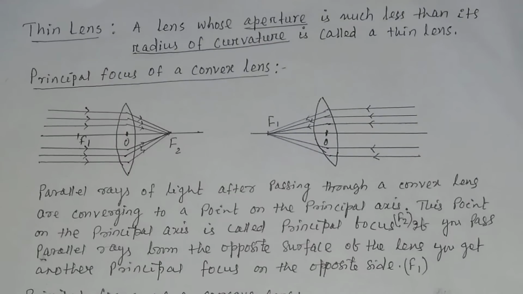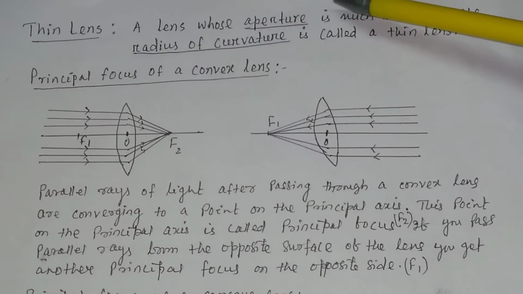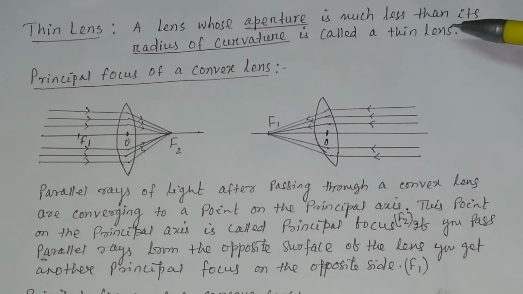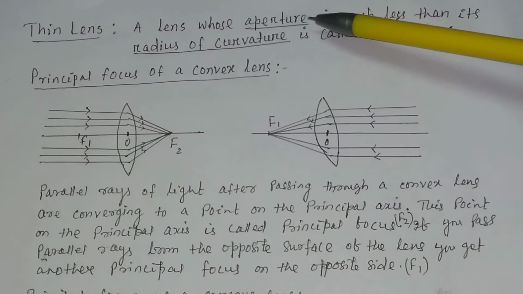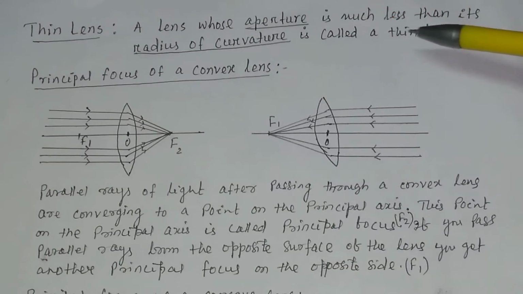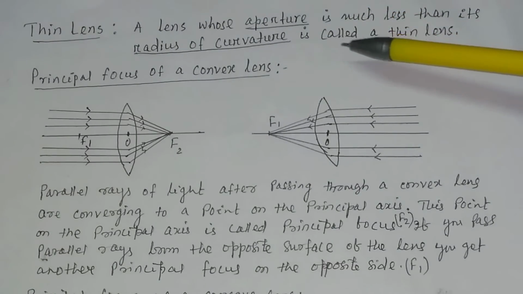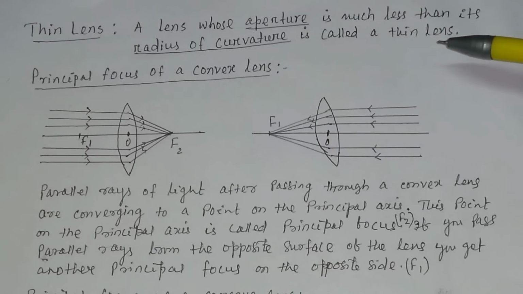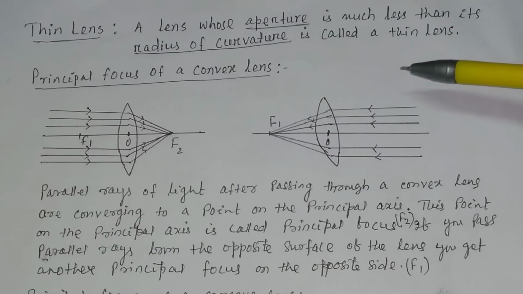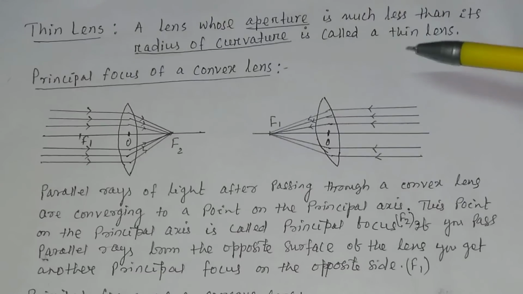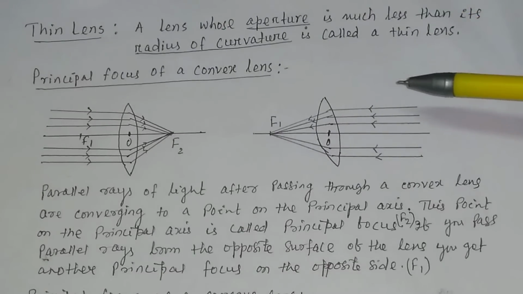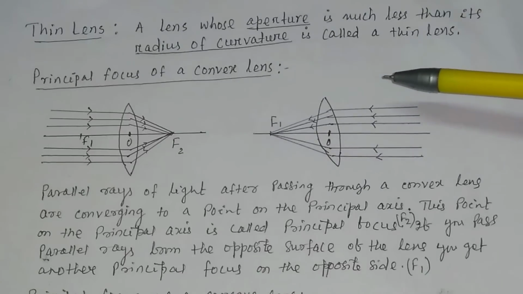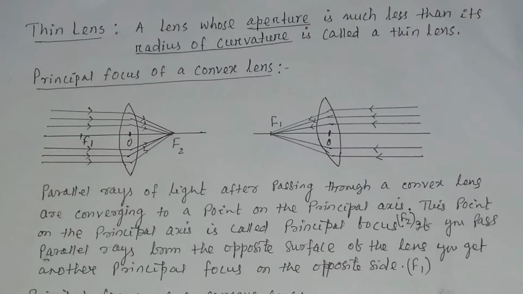Then what is a thin lens? A lens whose aperture is much less than its radius of curvature is called a thin lens. If the radius of curvature is large in comparison to the aperture, then it is called a thin lens. So throughout our study, we will deal with thin lenses only.